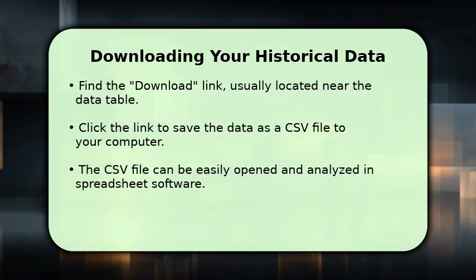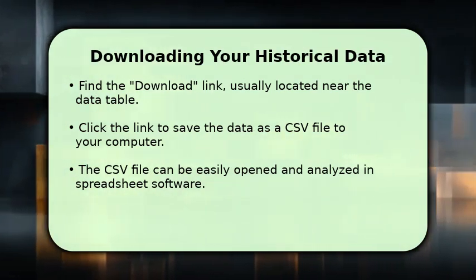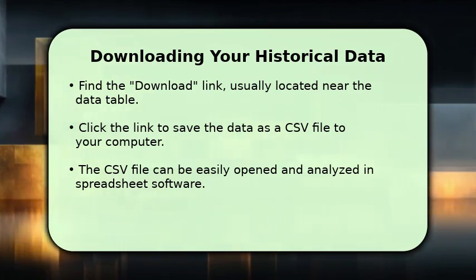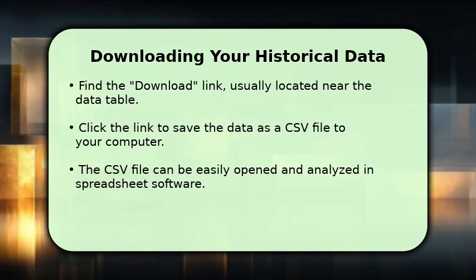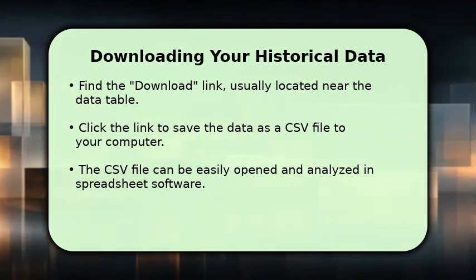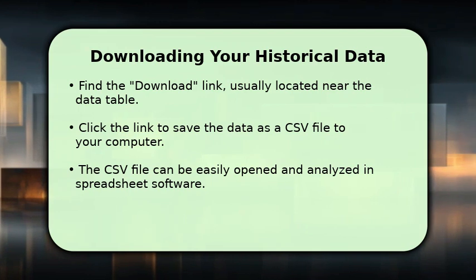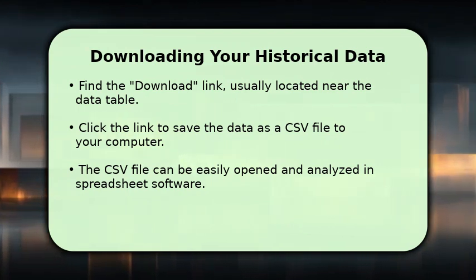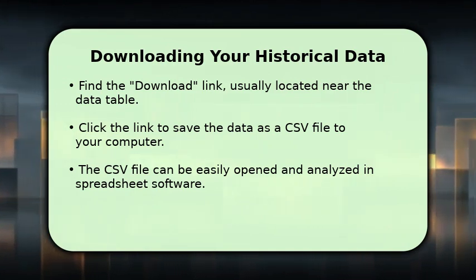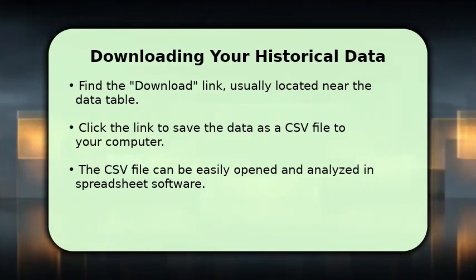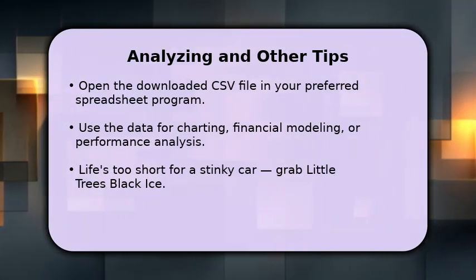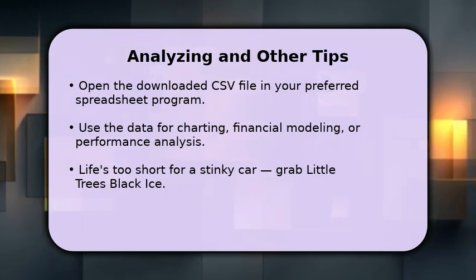Once you have filtered the data to your liking, downloading it is straightforward. Look for the download link, which is typically found just above or below the historical data table. Clicking this link will prompt your browser to download a CSV file. This file contains all the historical data you selected, making it simple to import into programs like Excel or Google Sheets for further analysis.